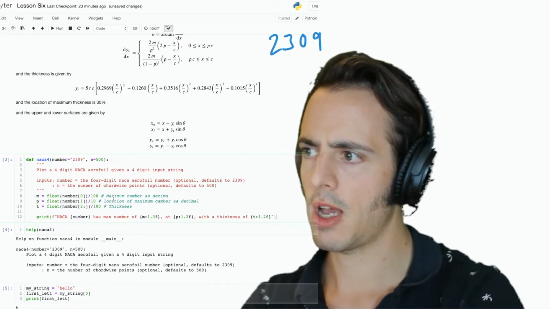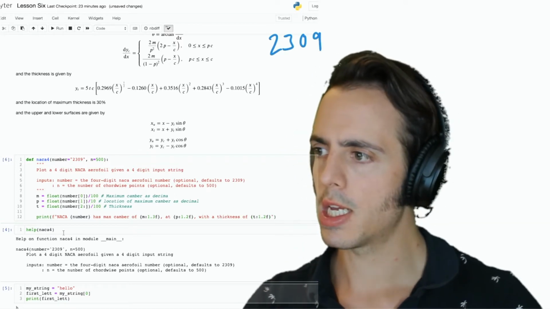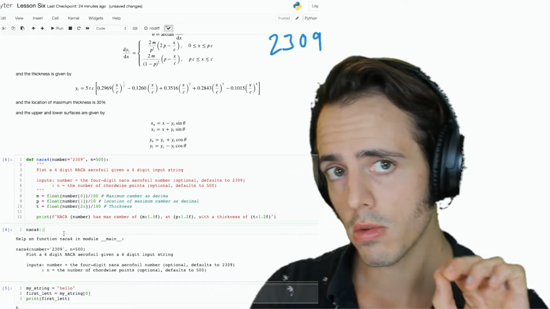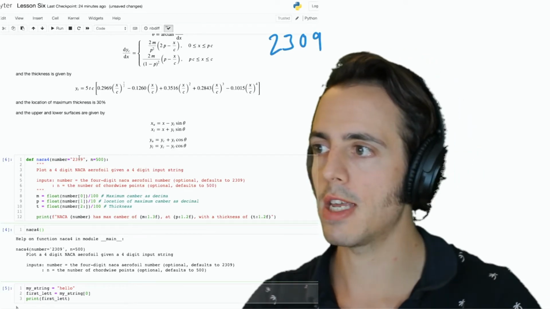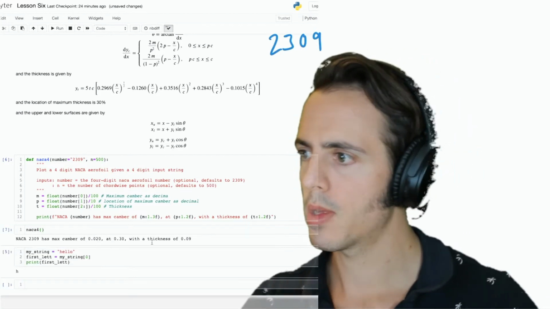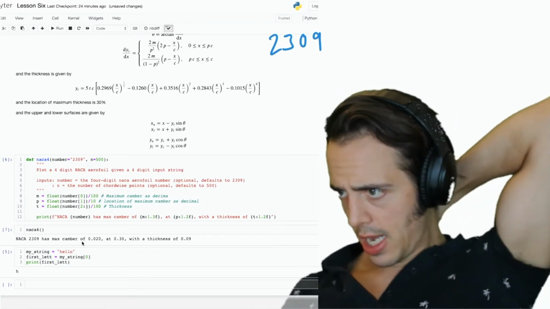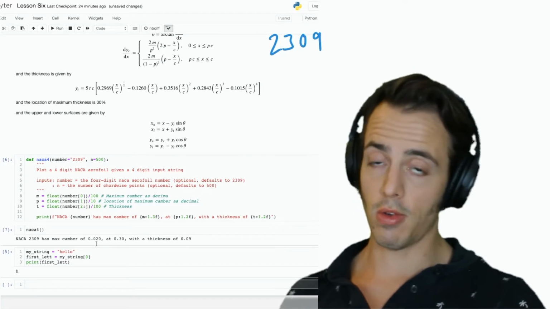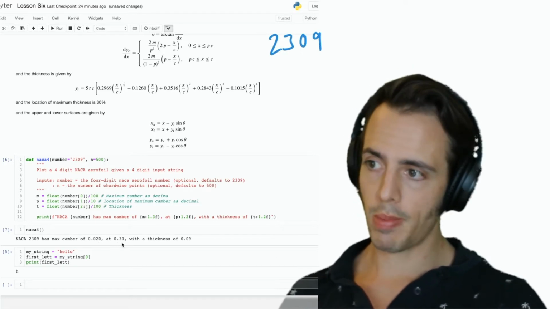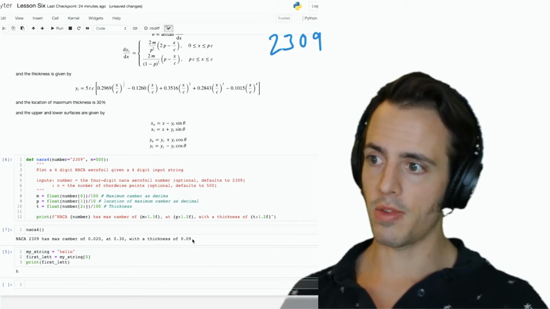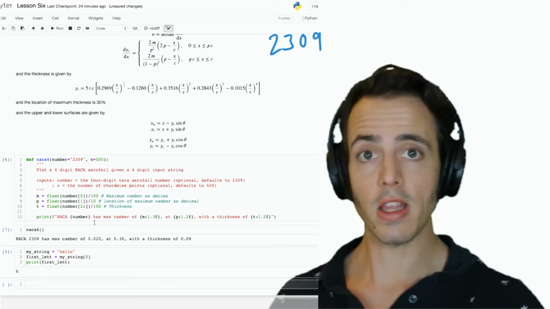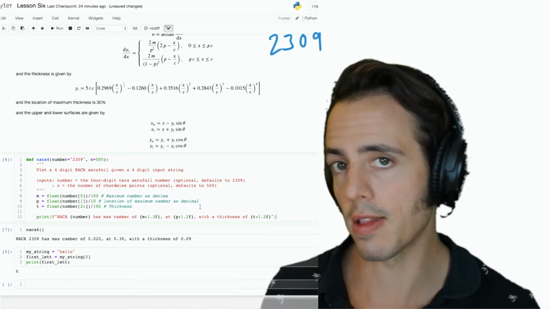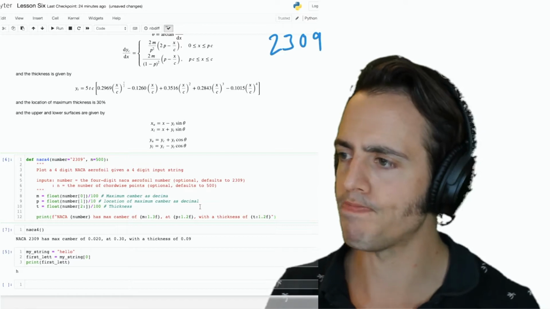Okay, so if I run this now, I've redefined the function. It hasn't done anything yet. So if I go down here and just try NACA4 with no inputs, it's going to run it and take the default of 2309. It tells me NACA 2309 has a maximum camber, and these are all decimal values, of 0.02 at 30% with a thickness of 9%. This is exactly what we expected to have. So that's good, and we don't necessarily have to print this out each time, but it's just helpful whilst we're running this code so that we can debug it this way.